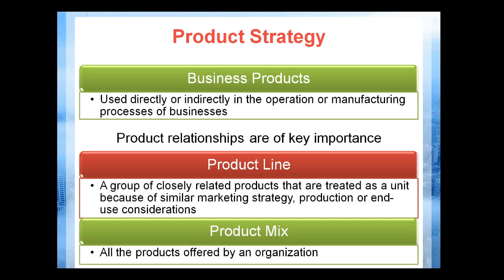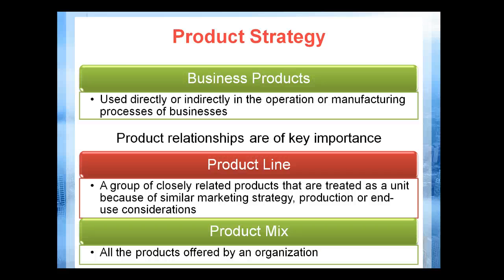The business products are going to be really going to be for directly or indirectly for the operation of a business. And those items are going to be, relationships are going to be key, because when you're talking about a business that you're trying to sell your product to, you're really going to have to make certain that product has a relationship to that business that you're directing your product to.